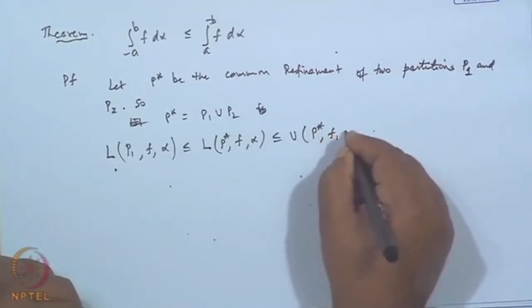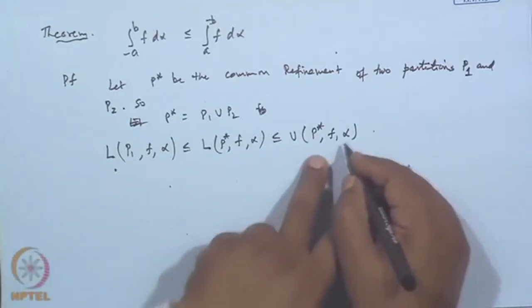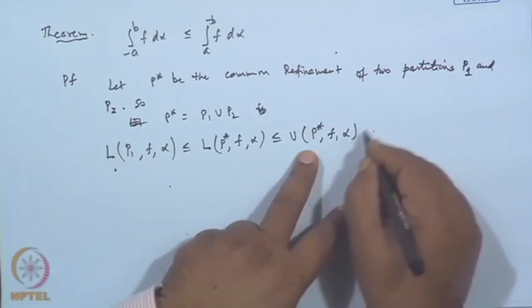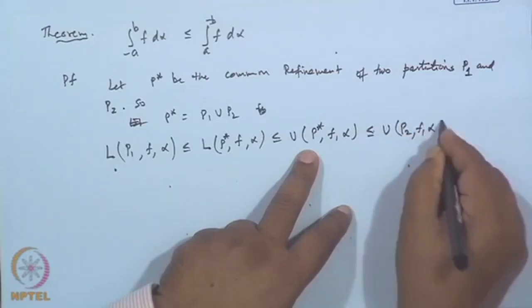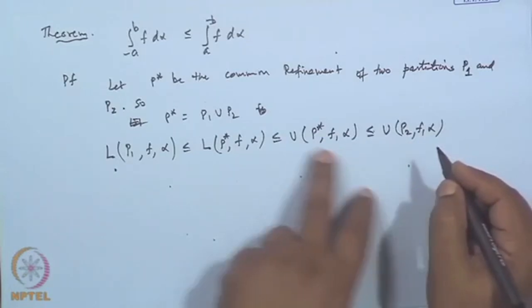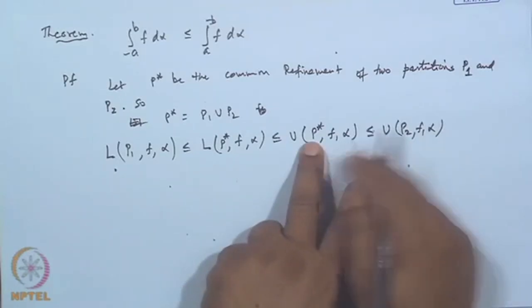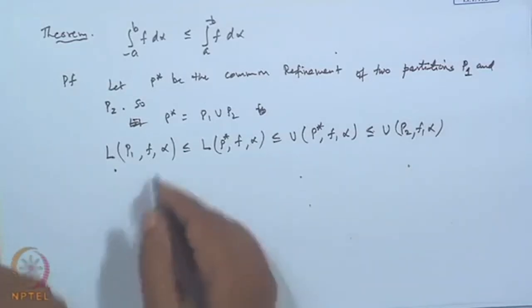And f and then alpha. And now, the upper sum decreases. Upper sum decreases means it is less than or equal to U(P2, f, alpha), because P star is the refinement. So, obviously, the upper sum with respect to P star is less than or equal to the upper sum of this. Okay. So, from here what do we conclude?